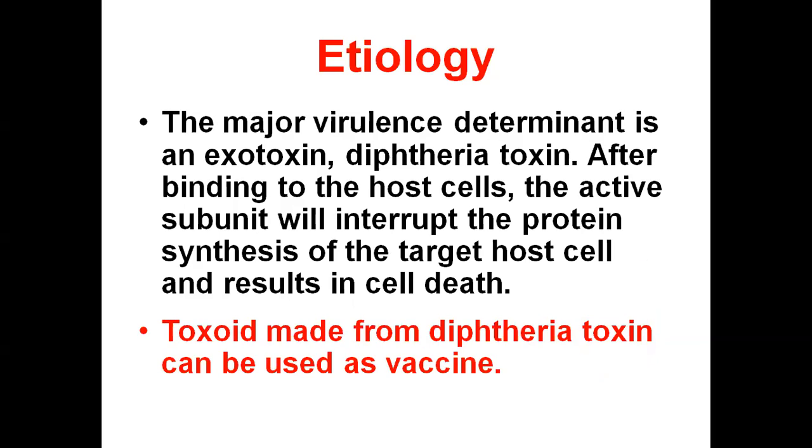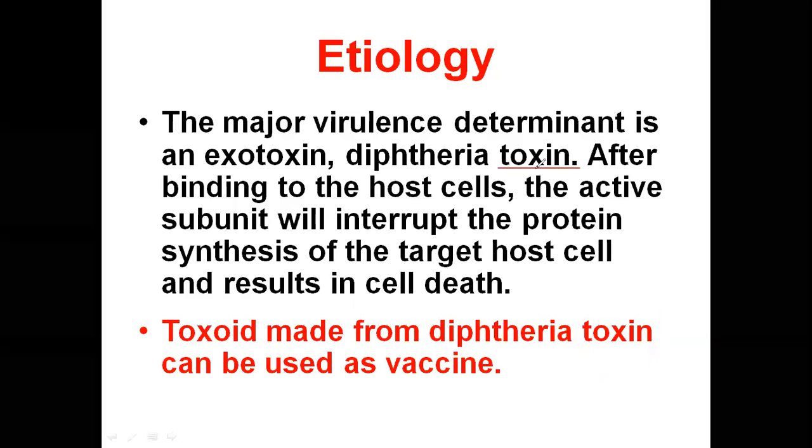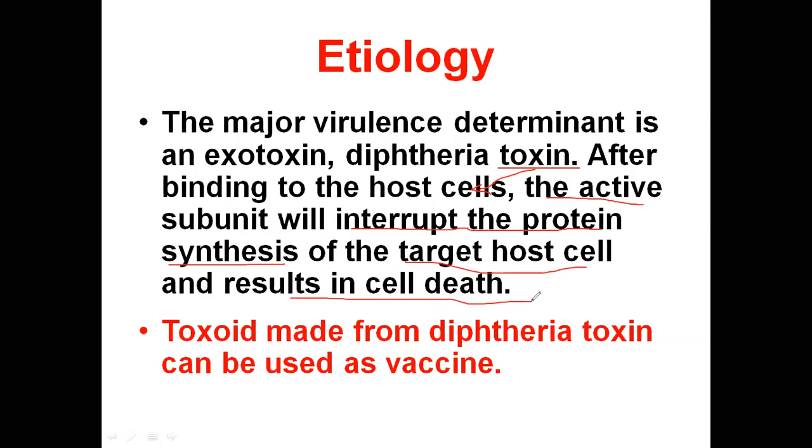For example, you can see here, this toxin affects the cells. After affecting the cells, which area are they affecting? They actively interrupt the protein synthesis of the cell. After that, the target host cell will get destroyed. That will result in cell death.